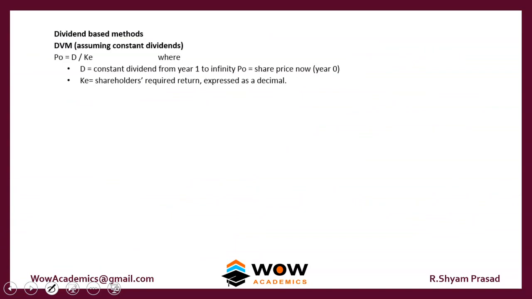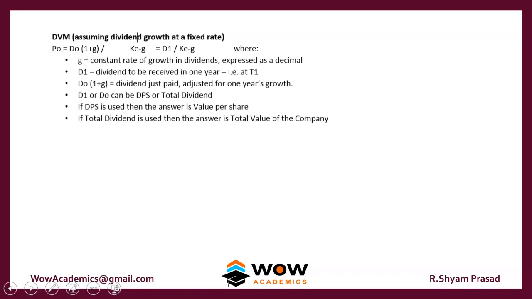So we'll start with dividend based methods. The dividend valuation method is the name of this method, and here the dividend is assumed to be constant. It's not going to change from year to year. In that case, the valuation of a company is P0, the value of a company equals dividend divided by KE. So we don't have any problem with this. We'll move on to the next method, which is usually asked in the exam.